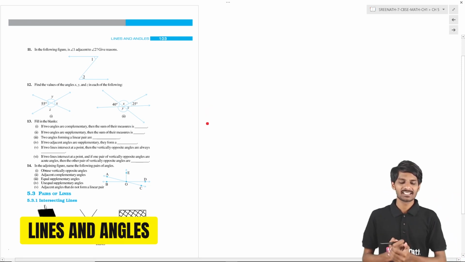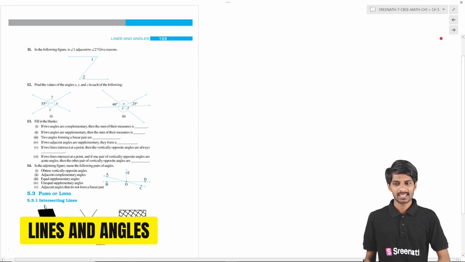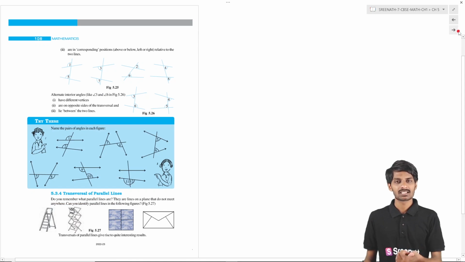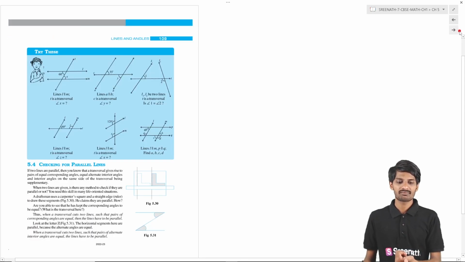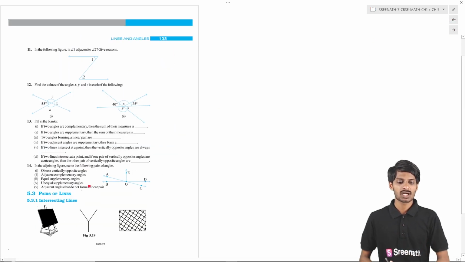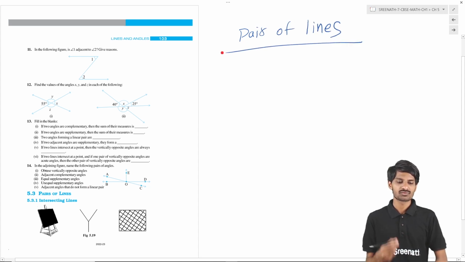Hello students, now we will discuss pair of lines. In that pair of lines: intersecting lines, next transversal, angles made by a transversal of parallel lines, and after that checking for parallel lines. So these are the concepts we are learning in this video, students. So now we'll start with the pair of lines. First we are going to discuss intersecting lines.